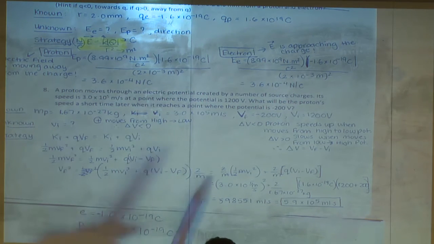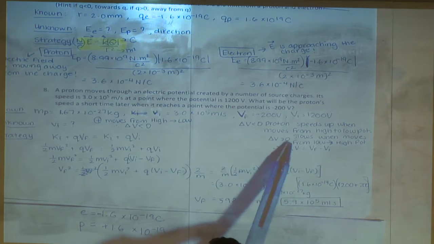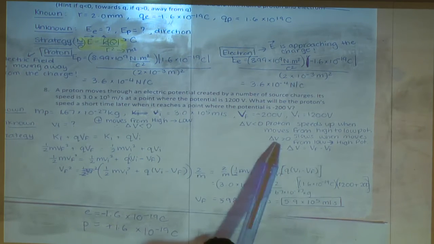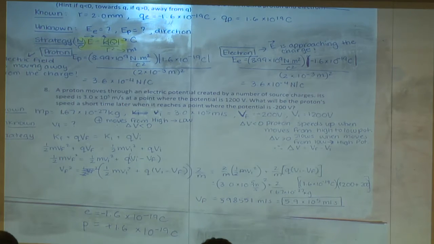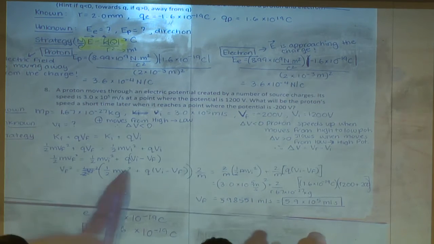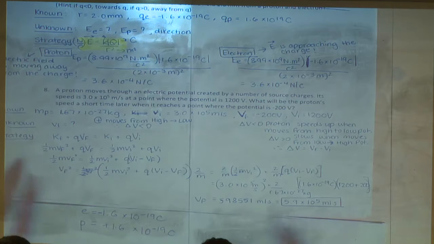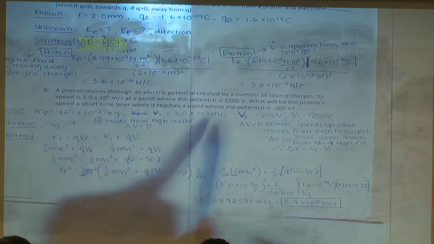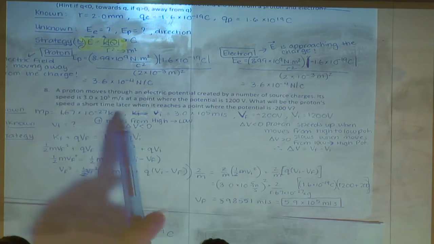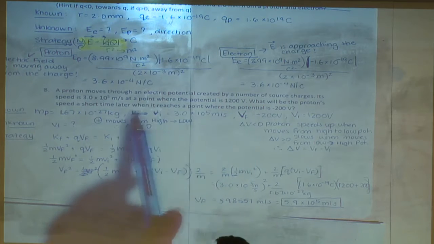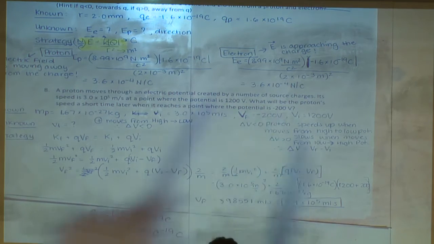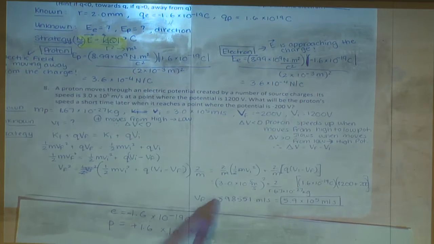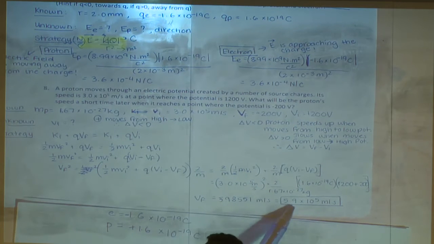And then I also wrote that if the proton were to move from low to high potential, then you would have the change in electric potential greater than 0. So basically it's just plugging in and solving for the final velocity, because we're looking for the proton speed after a short time when the potential is negative 200 volts. So that's our final potential. And if you plug everything in, that should give you 5.9 times 10 to the 5.